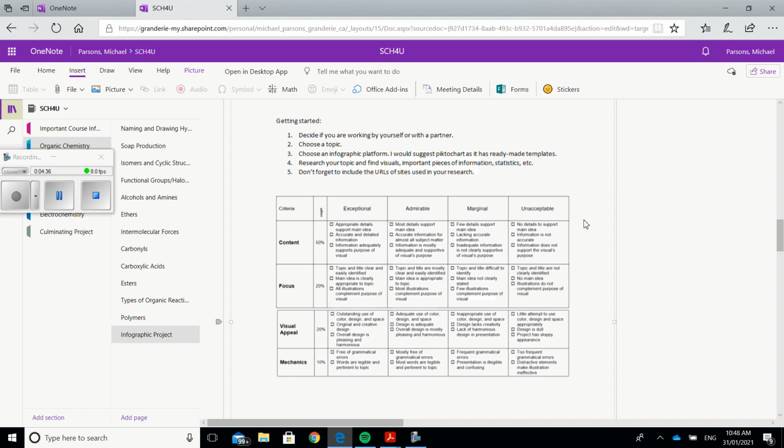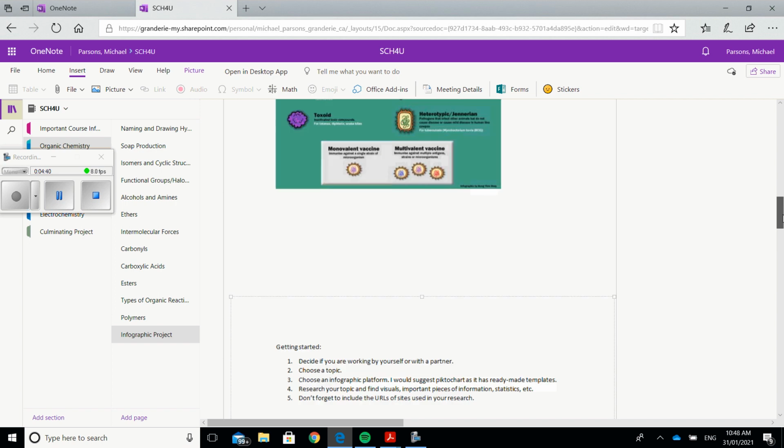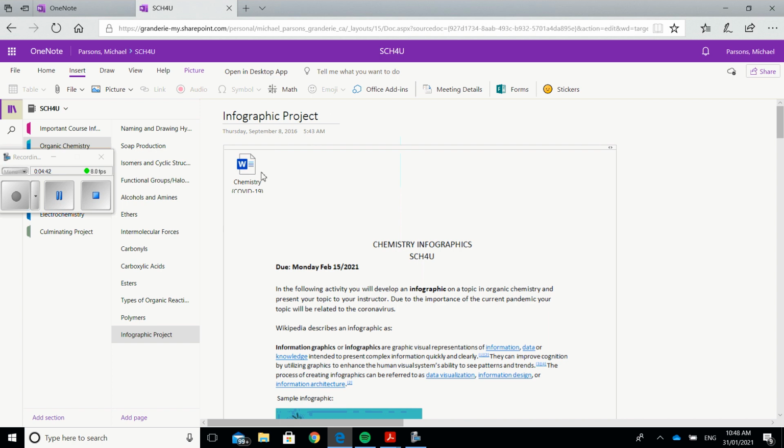infographic. Once again, that might not look clear on here. I'm not sure if you can read that well or not, but I will be sending you an email with this in it, or you can download it straight from the OneNote site.